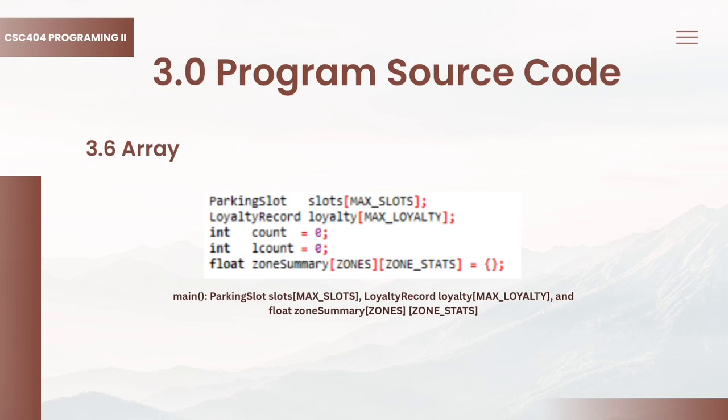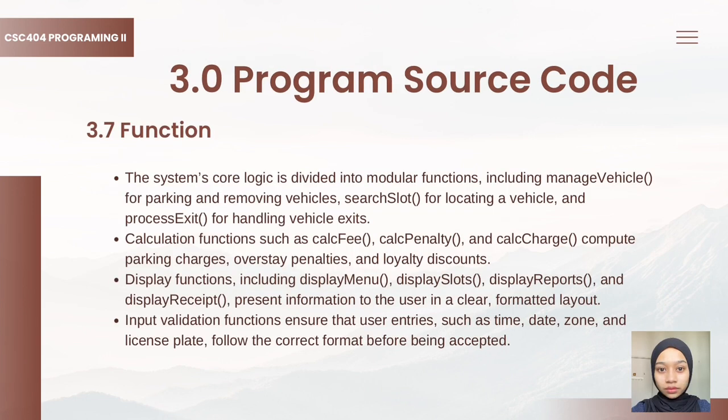So this is the program source code for array. To keep our code organized, we broke the program down into smaller functions instead of writing everything in one giant block. We have functions like manage vehicle for parking or removing a car, search slot for finding a car by plate number, and process exit for handling when a car leaves. Then we have calculation functions like calculate fee, calculate penalty, and calculate charge. These handle the maths for working out the parking fee, any overstay penalty, and applying loyalty discounts.